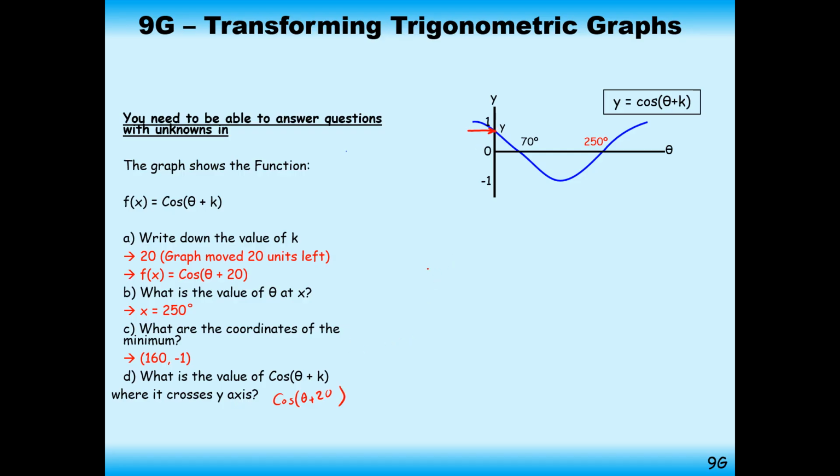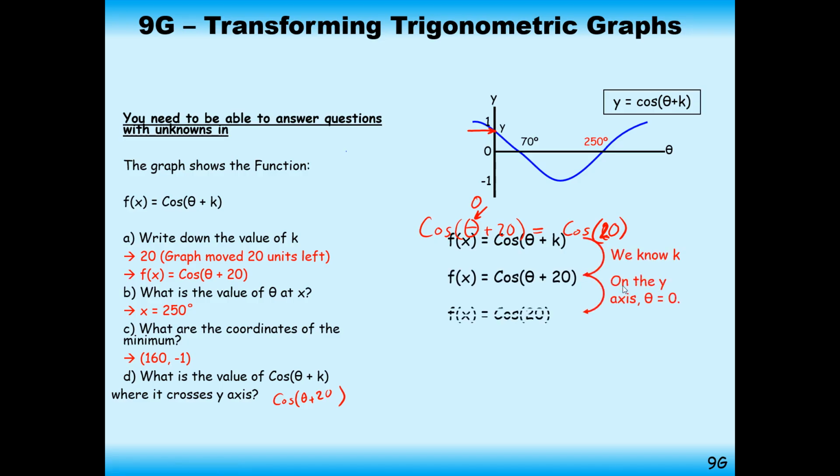So you write this question like so. You say cos of 20, because we figured out that k was 20, is equal to cos of theta plus 20, and on the y-axis theta is 0. So basically we're just evaluating cos of 20 degrees. You put that on your calculator and you figure out that cos of 20 degrees, when theta is 0, is simply 0.94 to 2 decimal places.